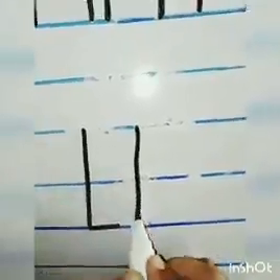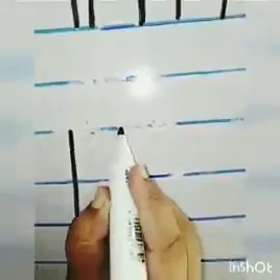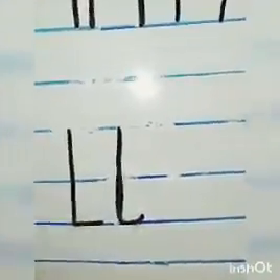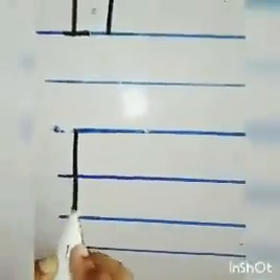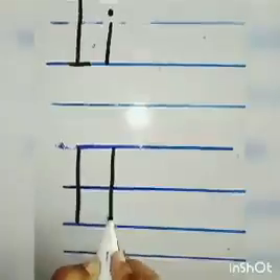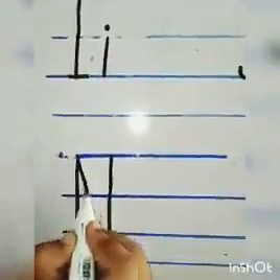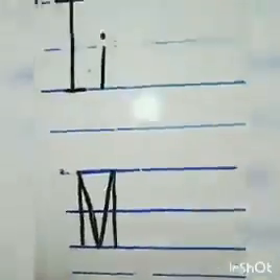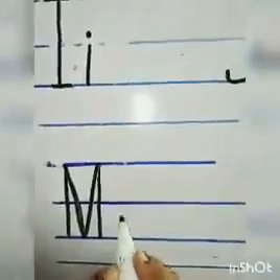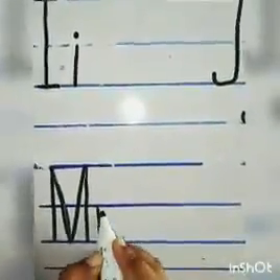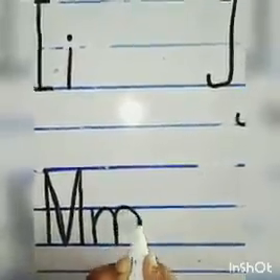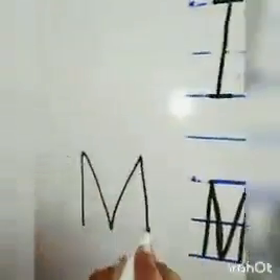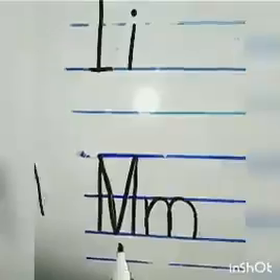L, licking sound. L, lollipop. Okay, next is M. Make a straight line, then put a dot in the center here, slant, and then opposite slant. This is M, go up, turn down. Don't write M like this, this way is wrong. Okay, look here.